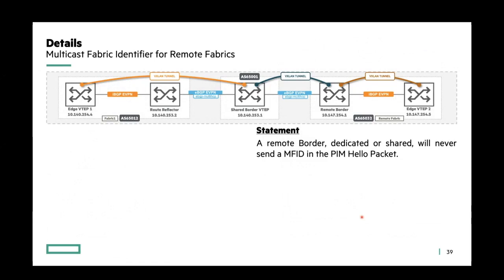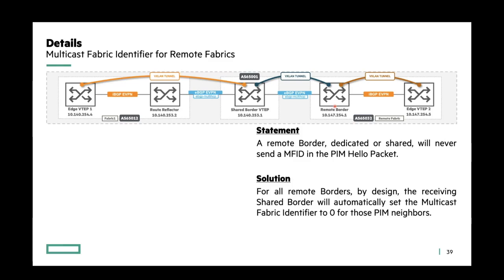Okay, so moving forward with the multicast fabric identifier, an important point is also how the remote fabrics or the remote borders will be handled. By design, a remote border, as you can see on this diagram, is a device which is not part of a fabric directly attached to the shared border. This remote border, which can be shared or dedicated, will be able to determine by itself if it is a border or not, and so it will never send the MFID in its PIM-LO packet. So how can we handle that?